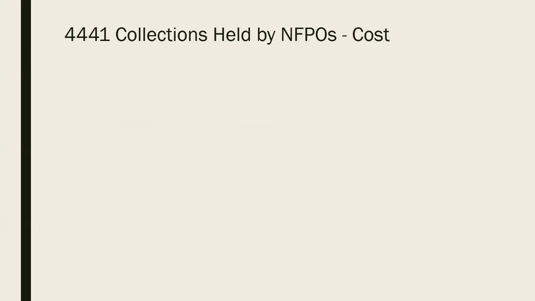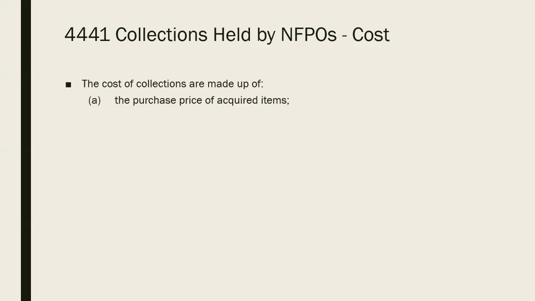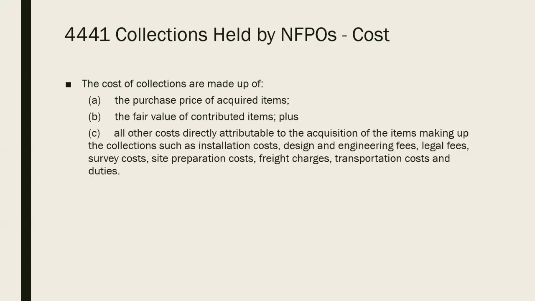So how do we determine the cost of collections? The costs of collections are made up of the purchase price of acquired items if the collectible items were purchased, the fair value of contributed items if we receive them as contributions, plus all other costs directly attributable to the acquisition of the items making up the collections, including installation costs, design and engineering fees, legal fees, survey costs, site preparation costs, freight charges, transportation costs, and duties.